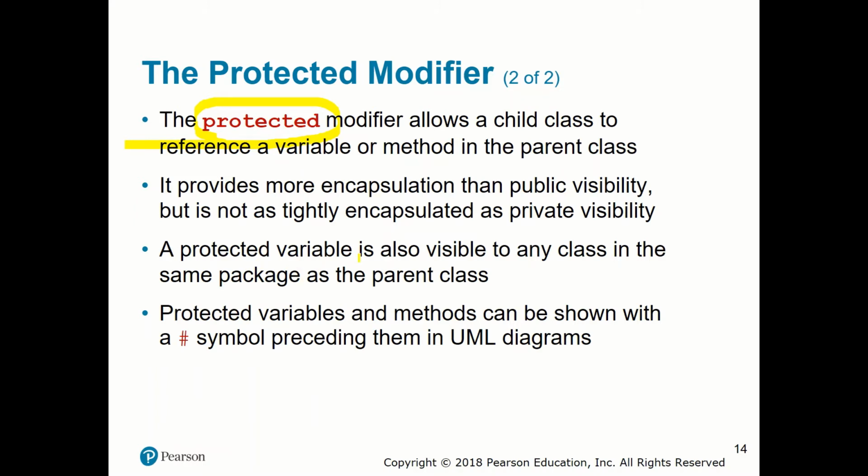A protected variable is also visible to any class in the same package as the parent class. Protected variables and methods can be shown with a pound symbol preceding them in a UML diagram. In a UML diagram, a private member is denoted by a minus sign, right? And plus is for a public member, and the pound sign is for a protected member.